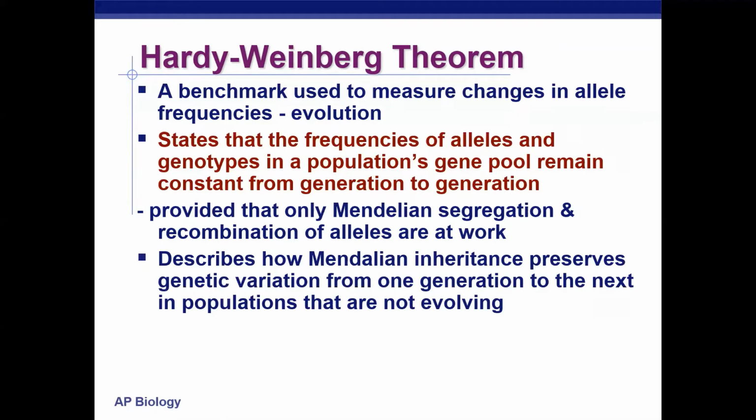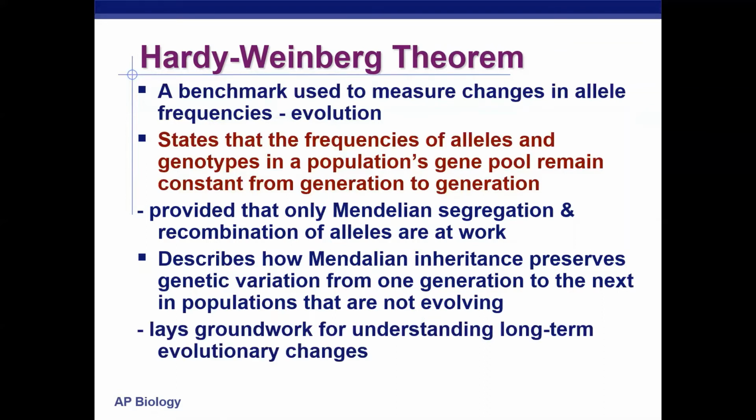So it describes how Mendelian inheritance preserves genetic variation from one generation to the next in populations that are not evolving. So it kind of lays the groundwork for us to understand long-term evolutionary changes. And once again, I know it's a little hard to understand now, but stick with this discussion. I think it's going to make a little bit more sense as we go through these slides.